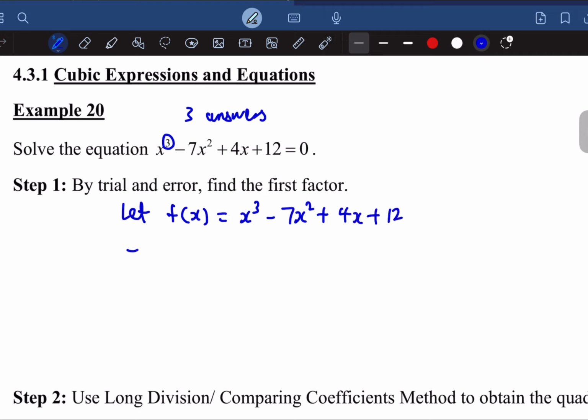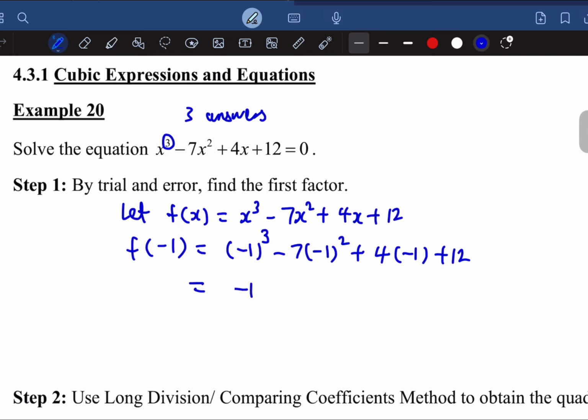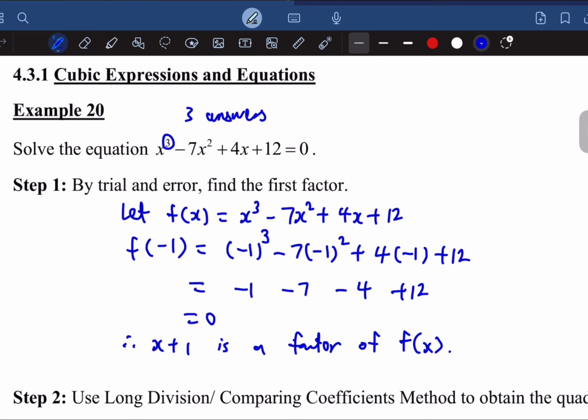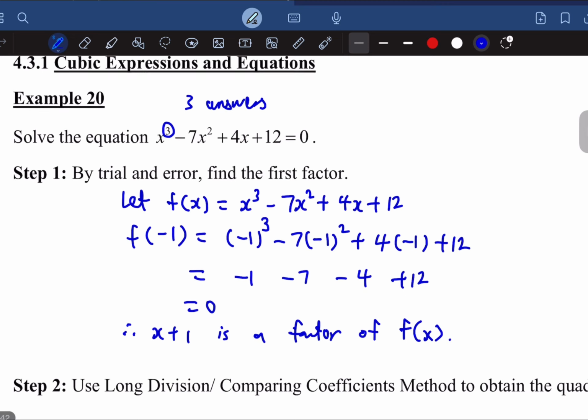Then sub in x to be negative 1. So I have negative 1 cubed minus 7 times negative 1 squared plus 4 times negative 1 plus 12. So this is negative 1 minus 7 minus 4 plus 12, which is 0. Therefore, x plus 1 is a factor of f(x). Okay? So this is by trial and error.